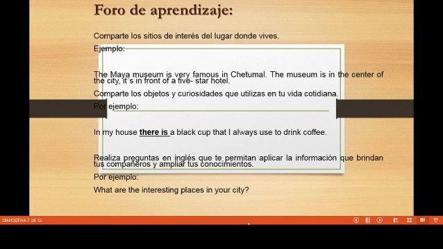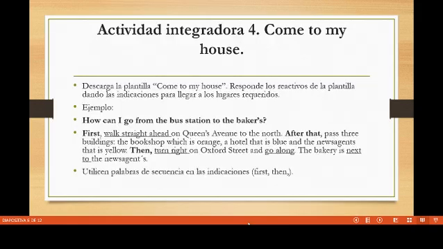Activity 4, come to my house. Download the document Come to my house. Answer the questions in such document. Give the instructions to arrive to the places required.